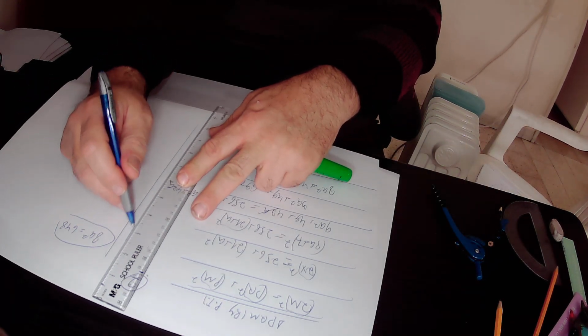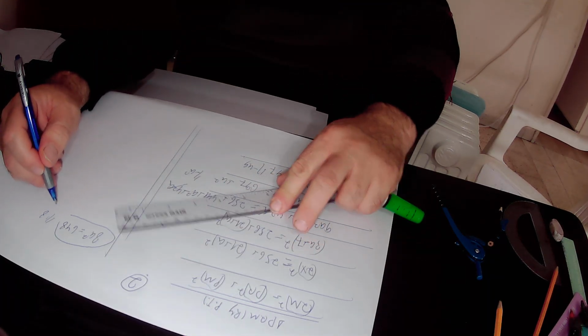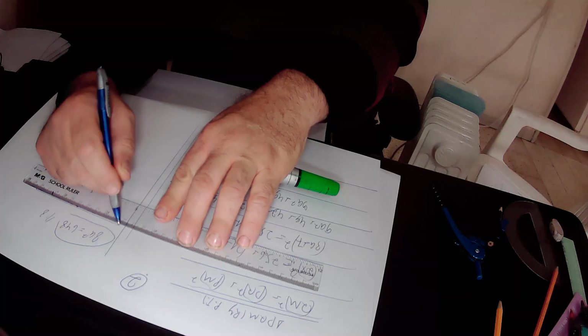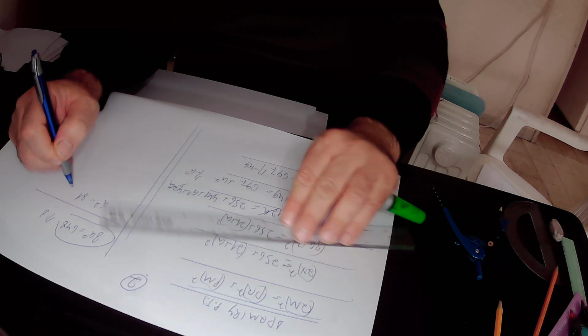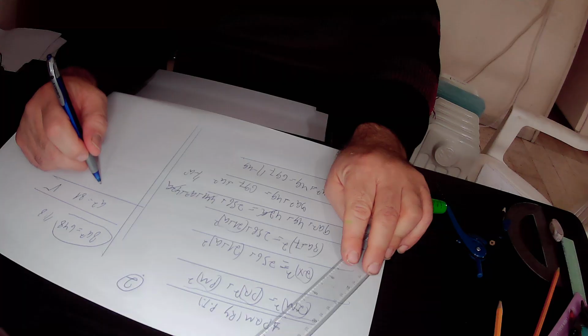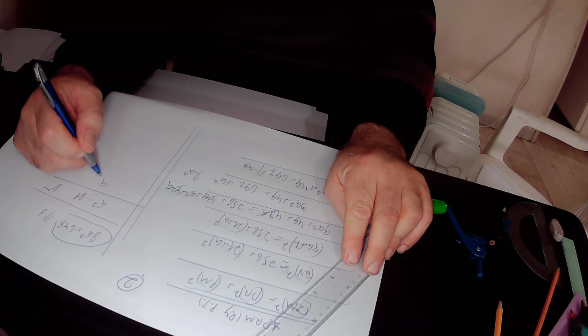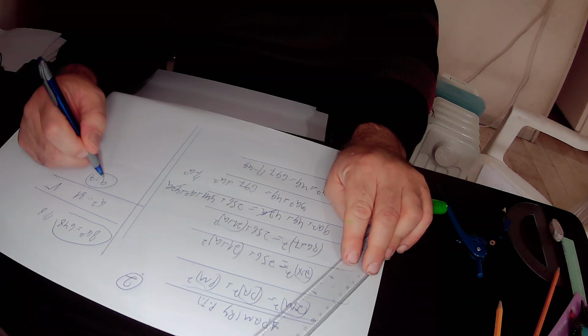Here we divide this equation by 8. So we get that a squared equals 648 over 8, which is 81. So a squared equals 81. Here we take the square root of both sides and we get that a equals the square root of 81, that is 9. So a equals 9 units in length.